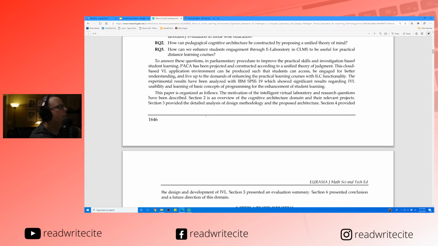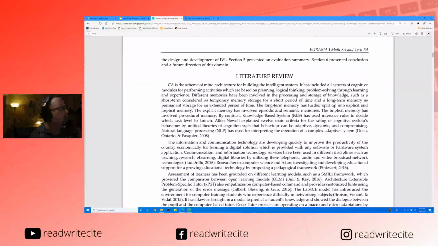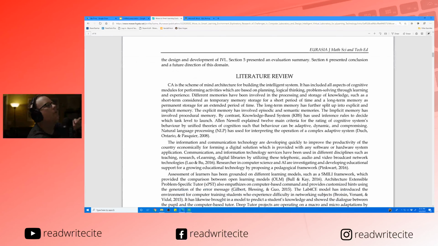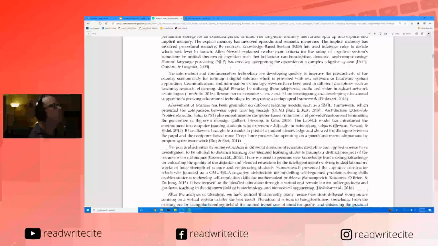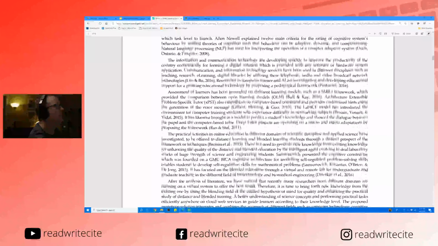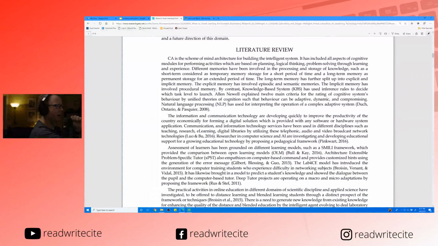Okay, so then you get into the literature review. So this section of their paper is basically the research they did before they conducted their own experiment to justify their experiment. So we see this is 5 paragraphs long.